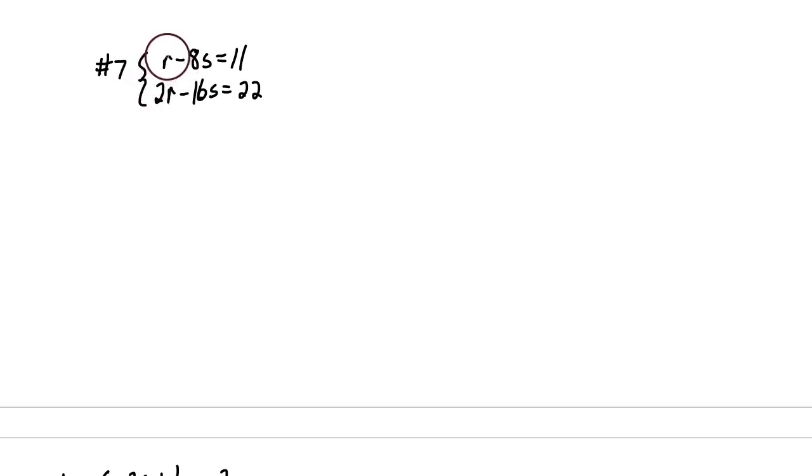When I look at the r terms, this is 1r, the other one's 2r. The opposite of 2r is negative 2r. So let's make the first equation have a negative 2r. We need to times by negative 2. It transforms into negative 2r plus 16s equals negative 22. The second equation will keep the same.